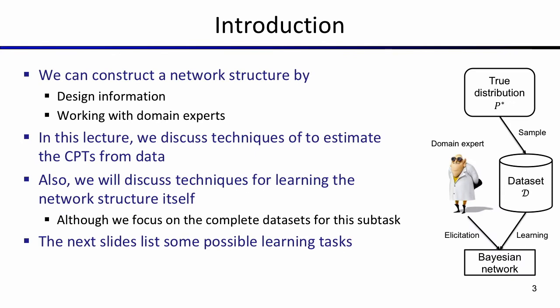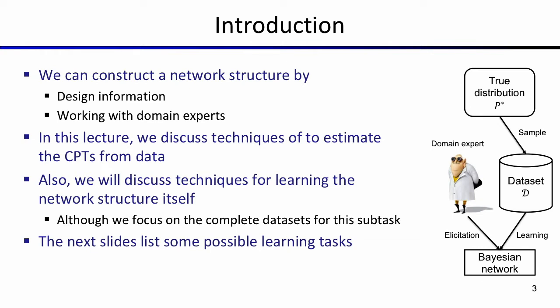Okay, so in this lecture, we're going to assume that the structure of the Bayesian network is given to us, and we're going to concentrate on learning the parameters. And we may ask where this structure came from, and there are three main sources of information where we can extract the network structure. One is from data, and we're going to see that in the next lecture. And the other two we have already discussed a little bit.